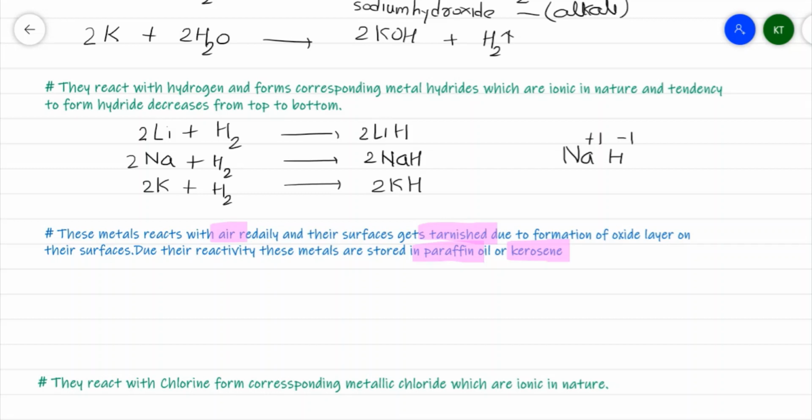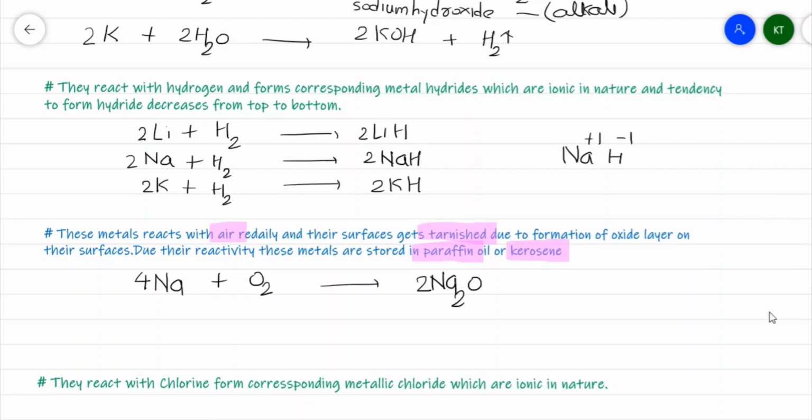So let me have sodium metal combines with atmospheric oxygen in order to give me the corresponding sodium oxide, which tarnishes its surface. So to prevent this reaction, we generally store potassium, sodium, all these reactive metals in kerosene or in paraffin wax.